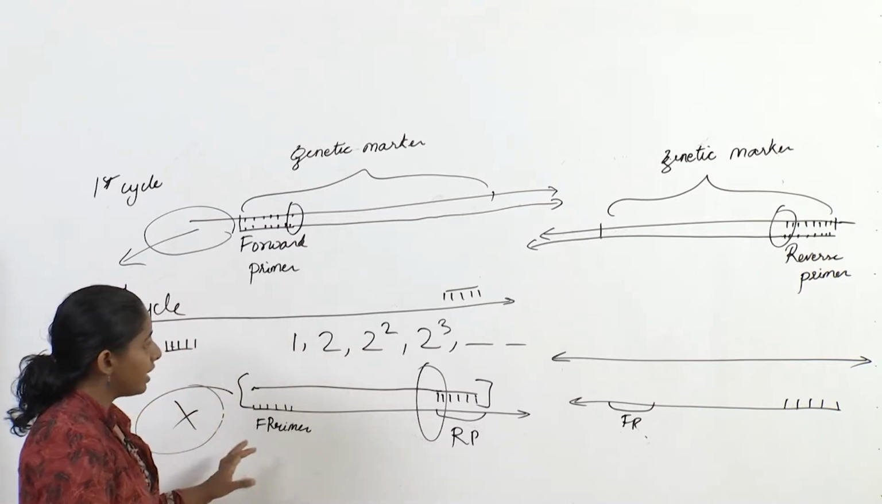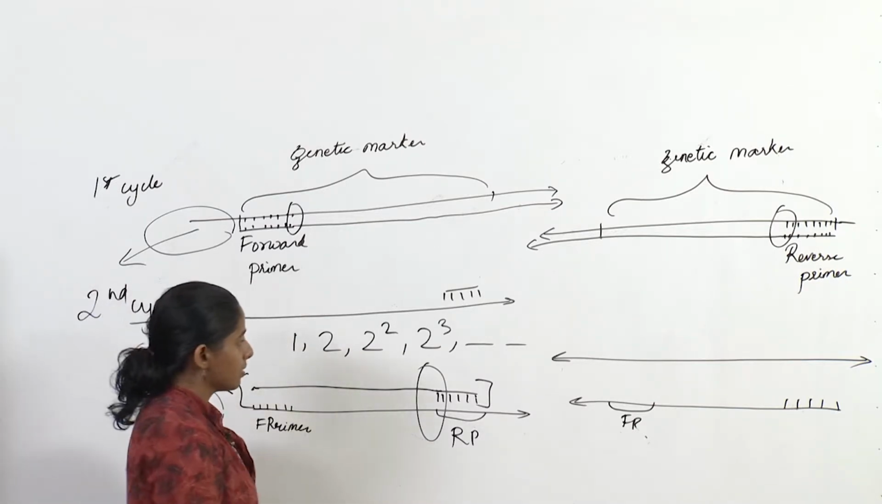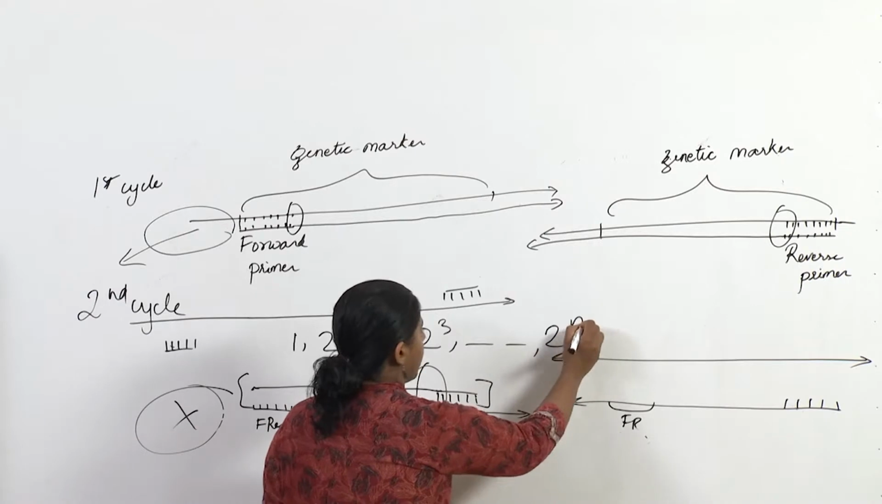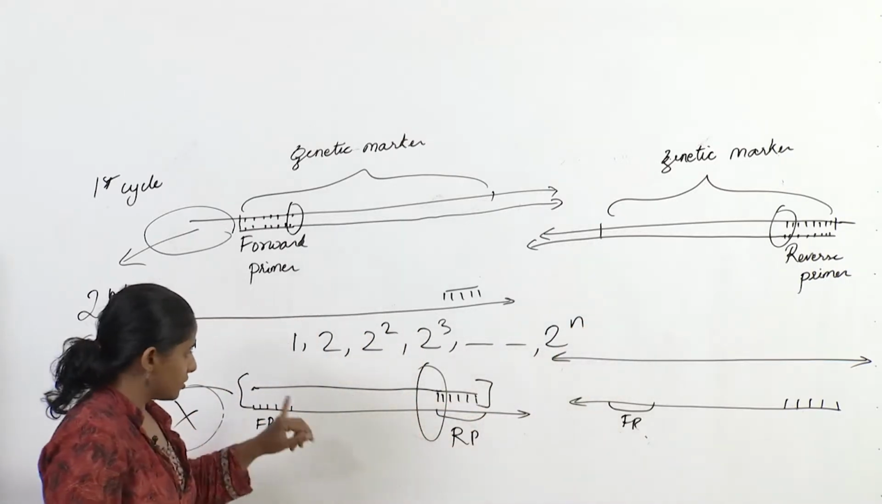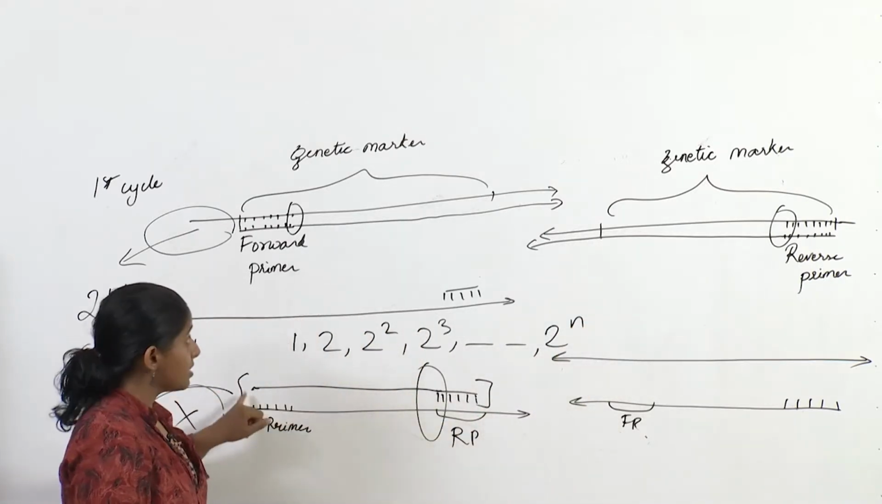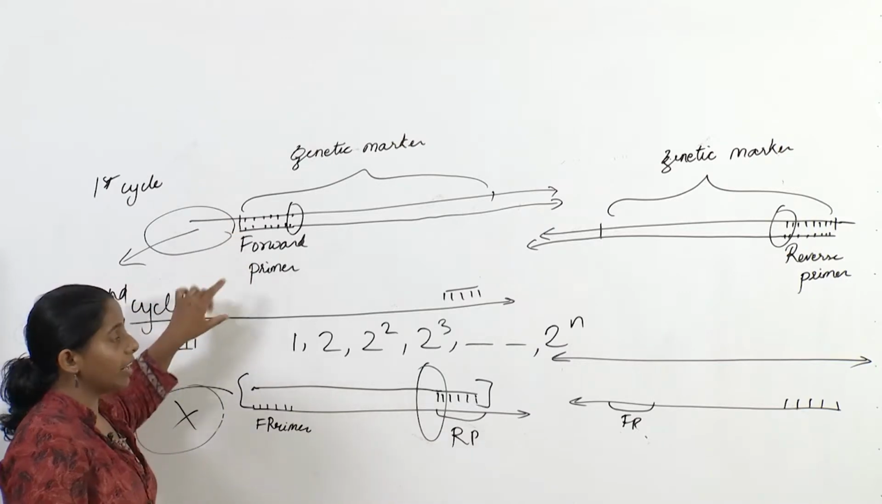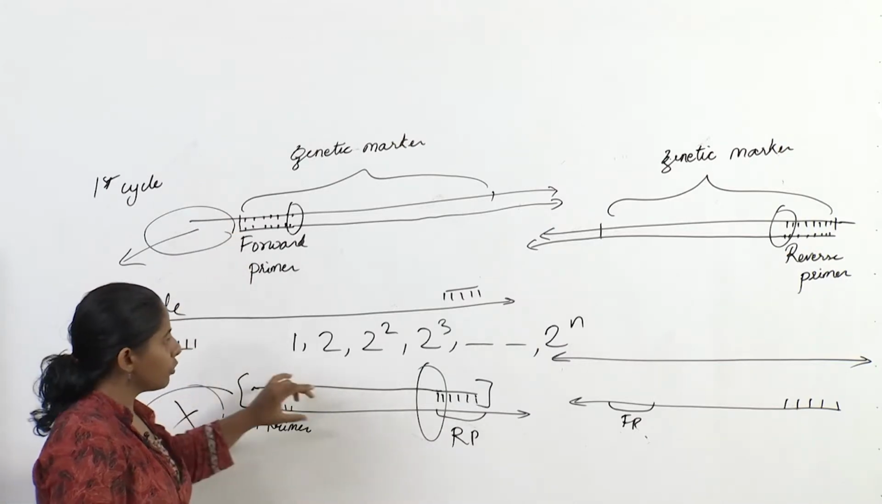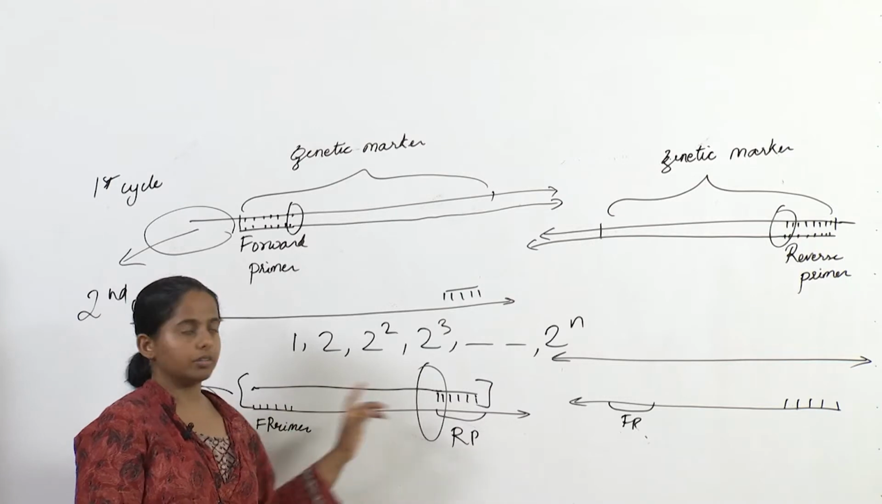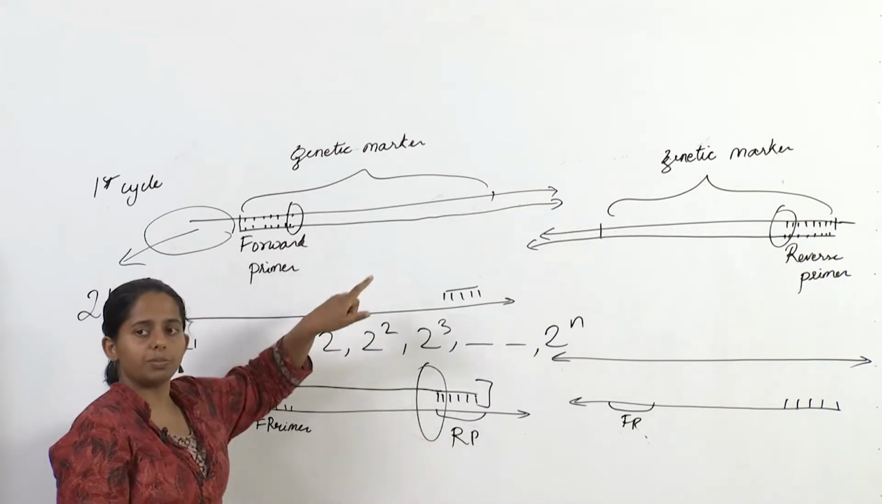Thus at the end of n number of cycles, we will have a much higher number of these genetic markers, only genetic markers, than the original that had extra DNA. So most of what we will have is the genetic marker of interest. This is how PCR works.